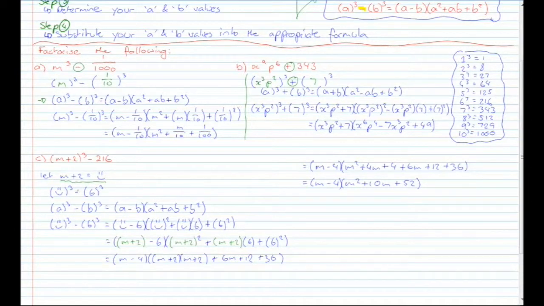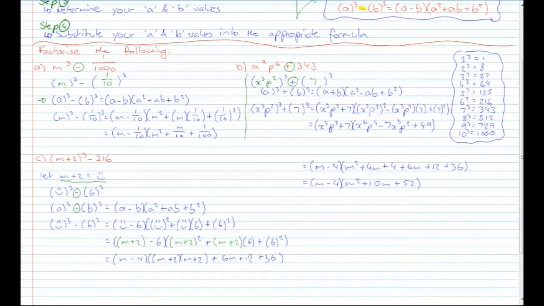And we're dealing with the difference of two cubes, so we're going to write the difference of two cubes formula. Remember, do not mix it up with the sum of two cubes. So a cubed minus b cubed is equal to a minus b, a squared plus ab plus b squared. So therefore you've got smiley face cubed minus 6 cubed because our a value is smiley face and our b value is 6.